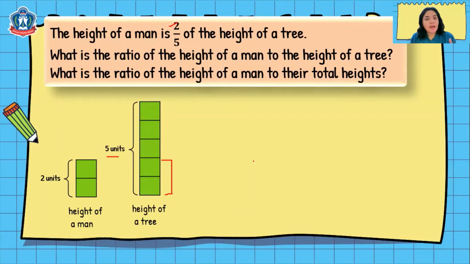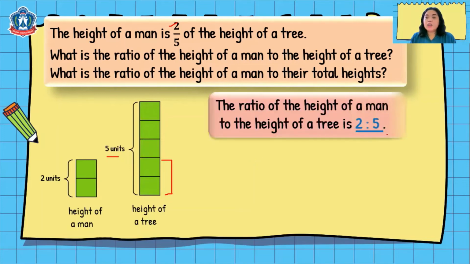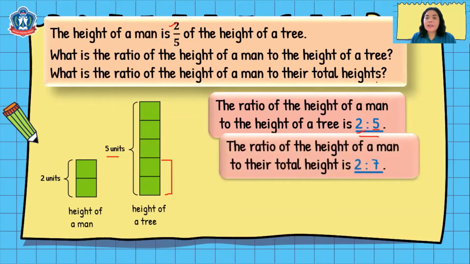So if we are going to find the ratio of the height of a man to the height of a tree, that is 2 to 5. So 2 for the man, 5 for the tree. How about the ratio of the height of a tree to the man? Yes, that is 5 to 2.